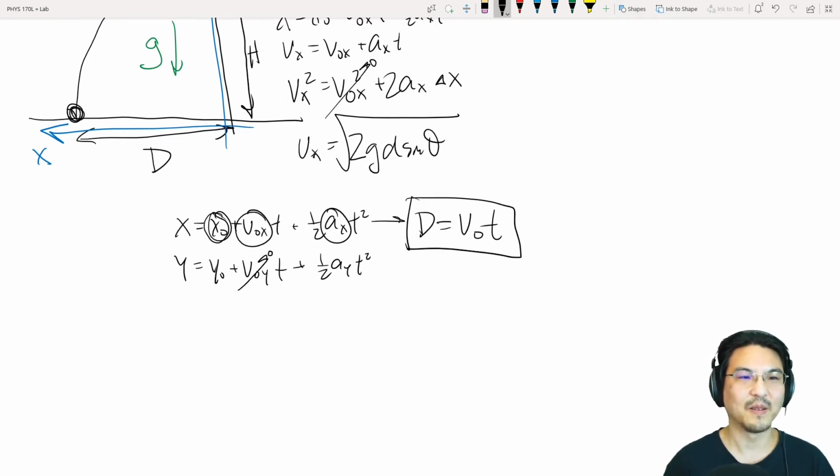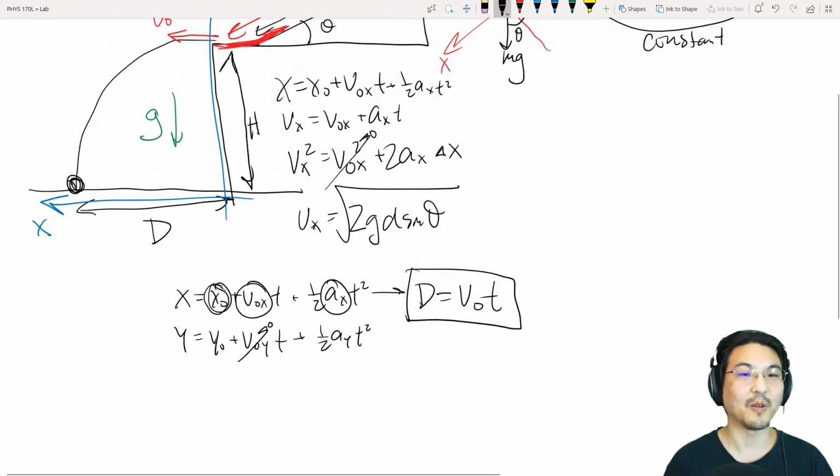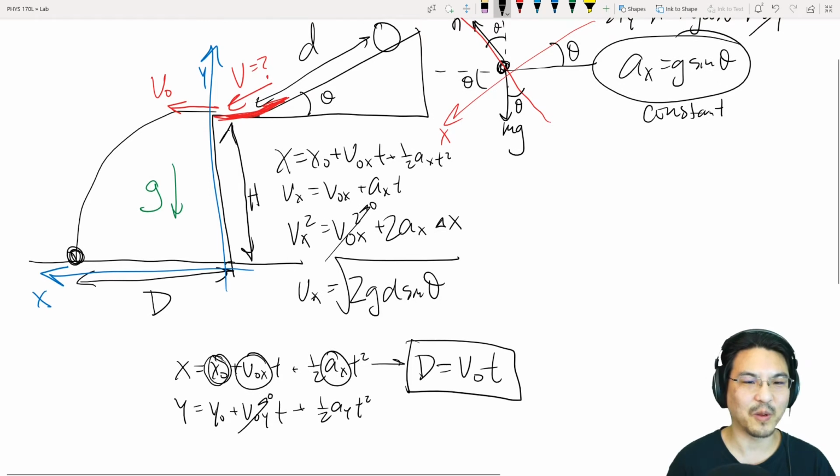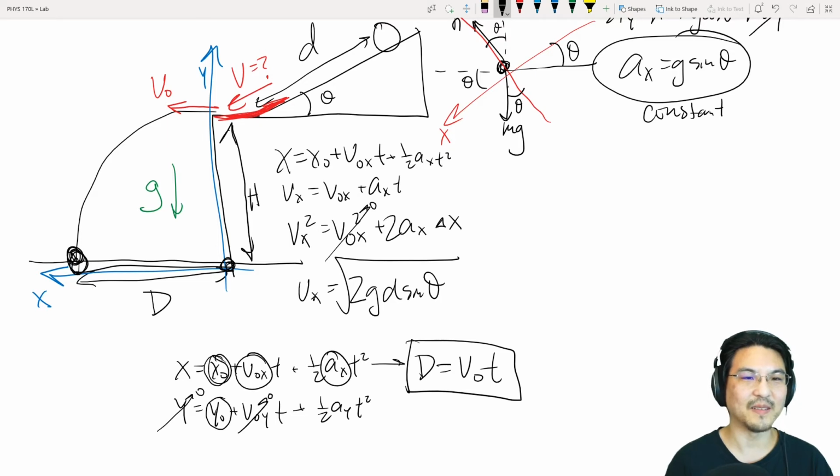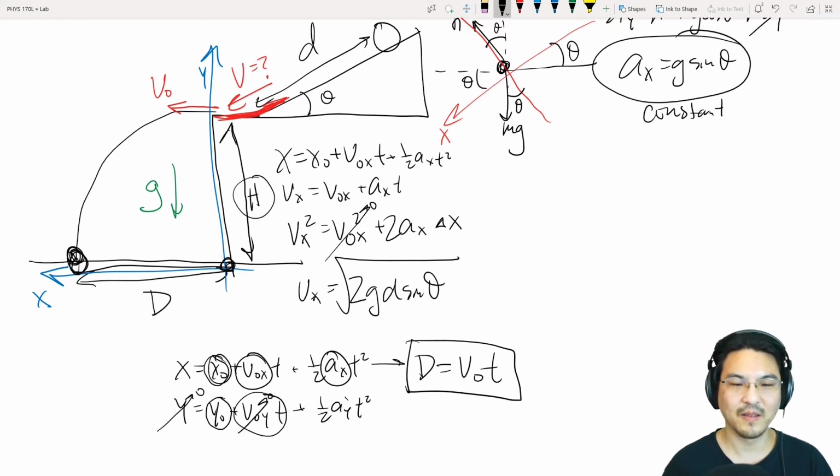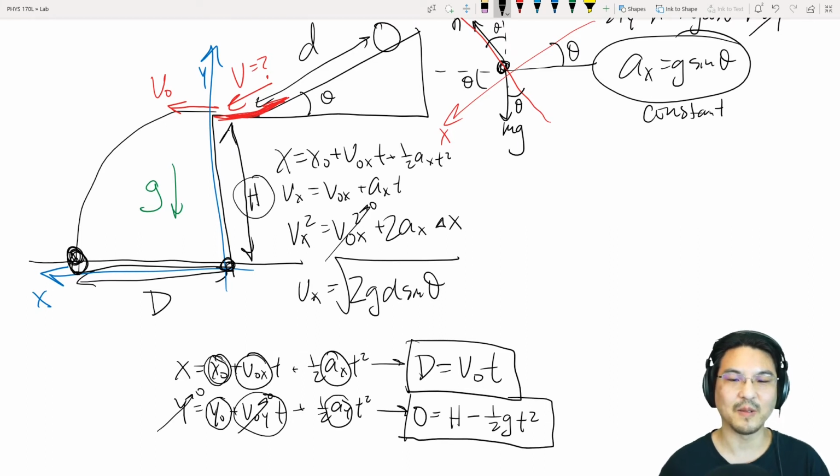Now here, when the object hits the ground, y is 0, because I put my origin here. So it hits the ground. This becomes 0. The initial height is h. That's 0. And ay is negative g. So we got 0 equals h minus 1/2 gt squared. Okay, so we got these two equations.